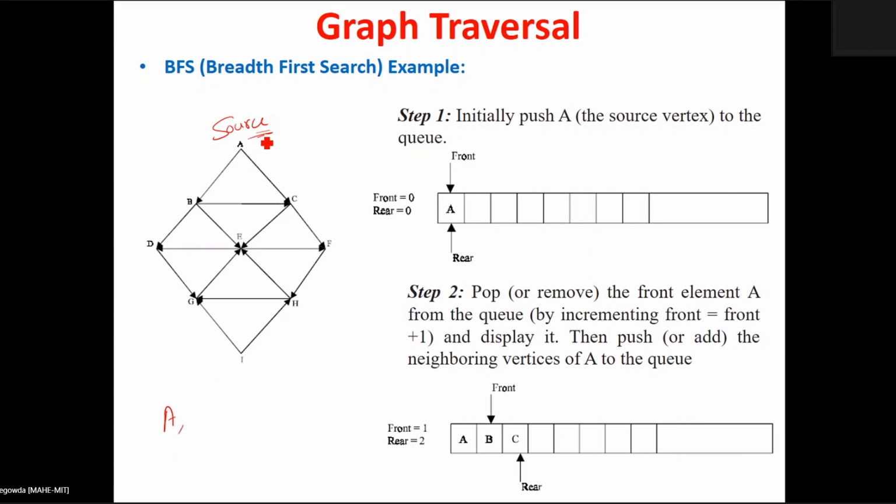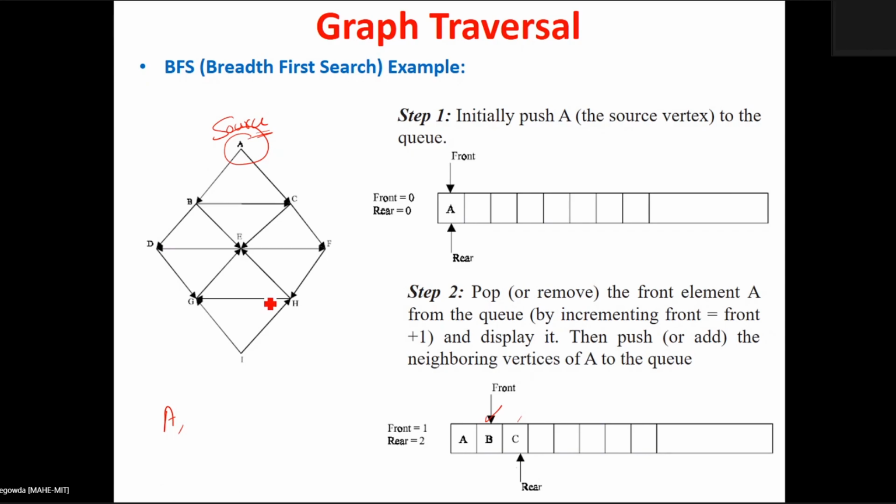Now you have to find out the directed edges from A. I have a directed edge from A to B and from A to C. It means that B and C are the neighbors of A. So you push the neighbors of A into the queue in alphabetical order. B is pushed here, and C is pushed into the queue here. Now the rear pointer is pointing to the most recently added element, and front is pointing to the first.